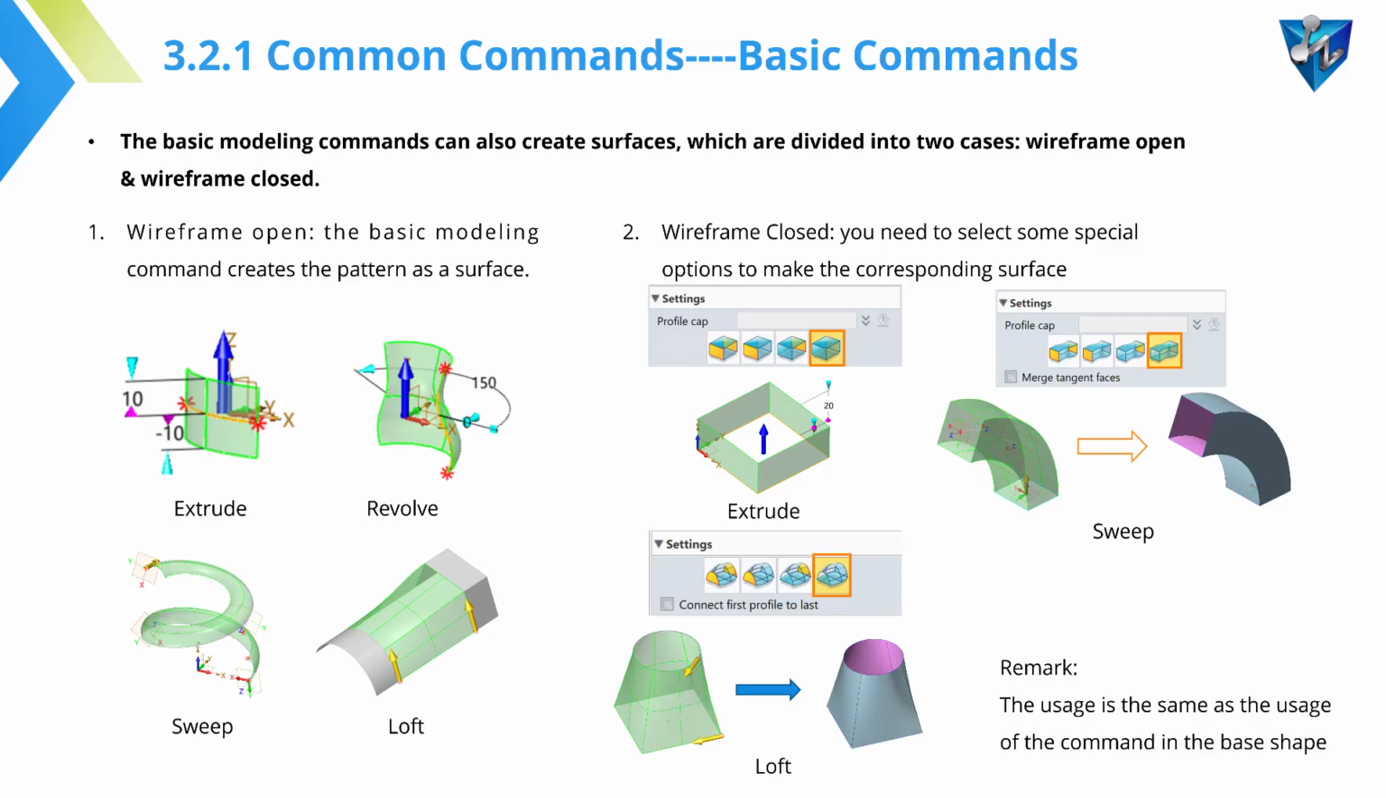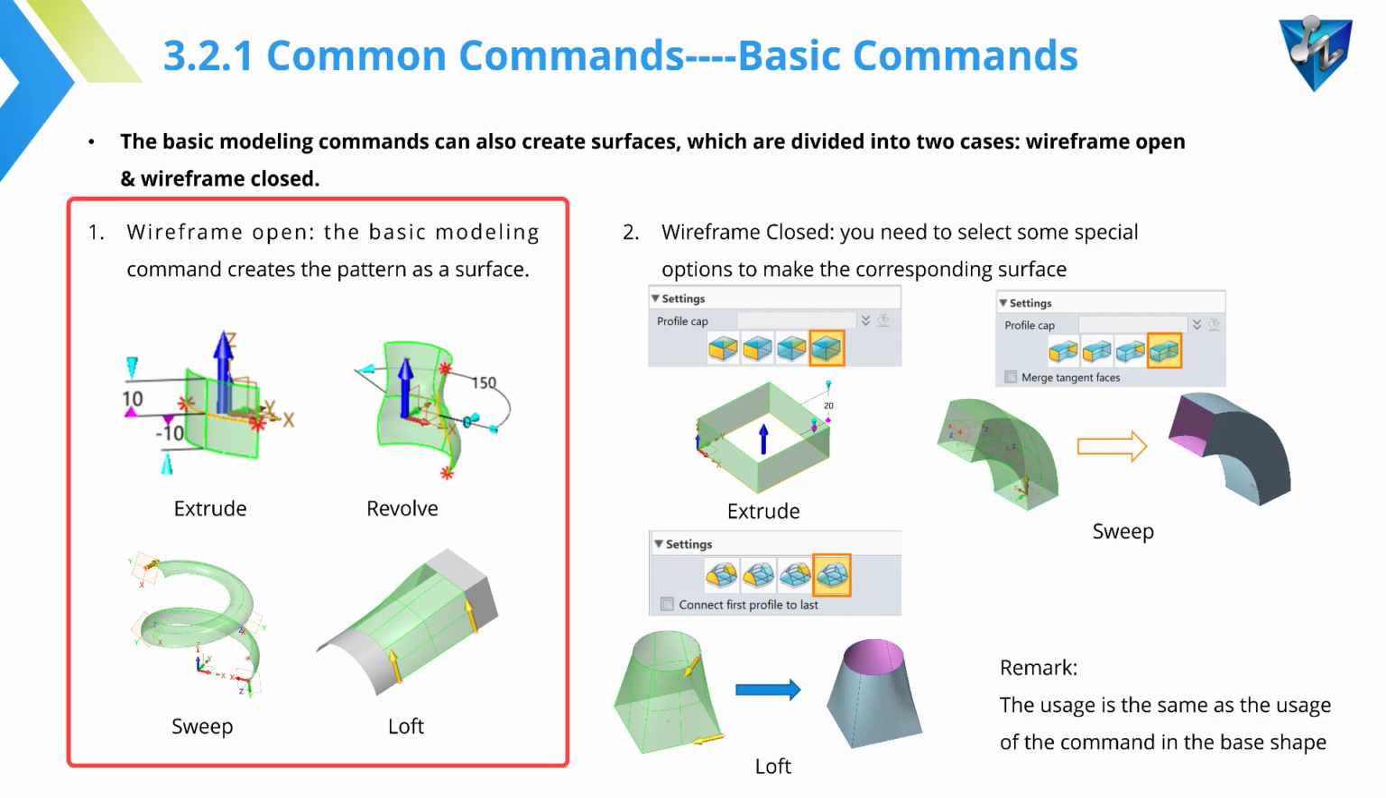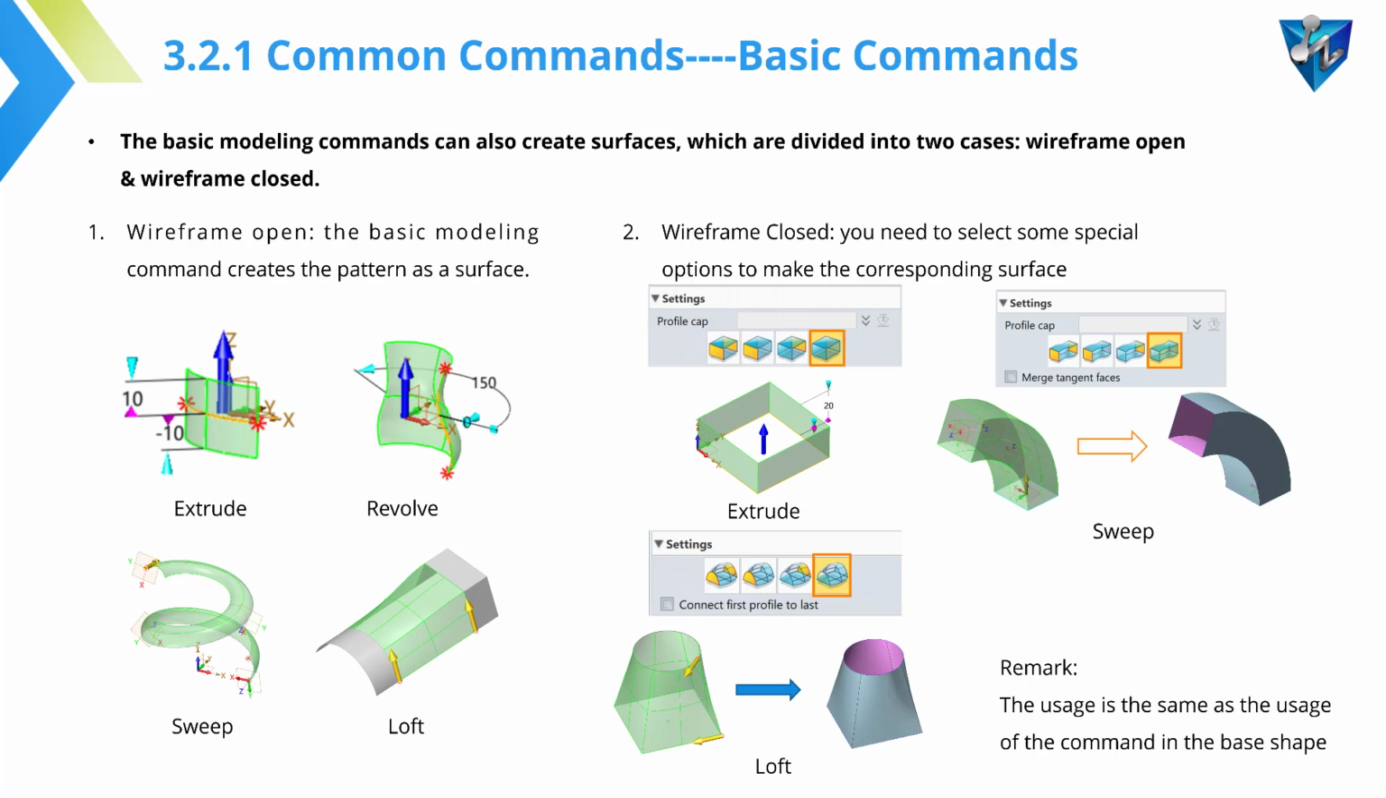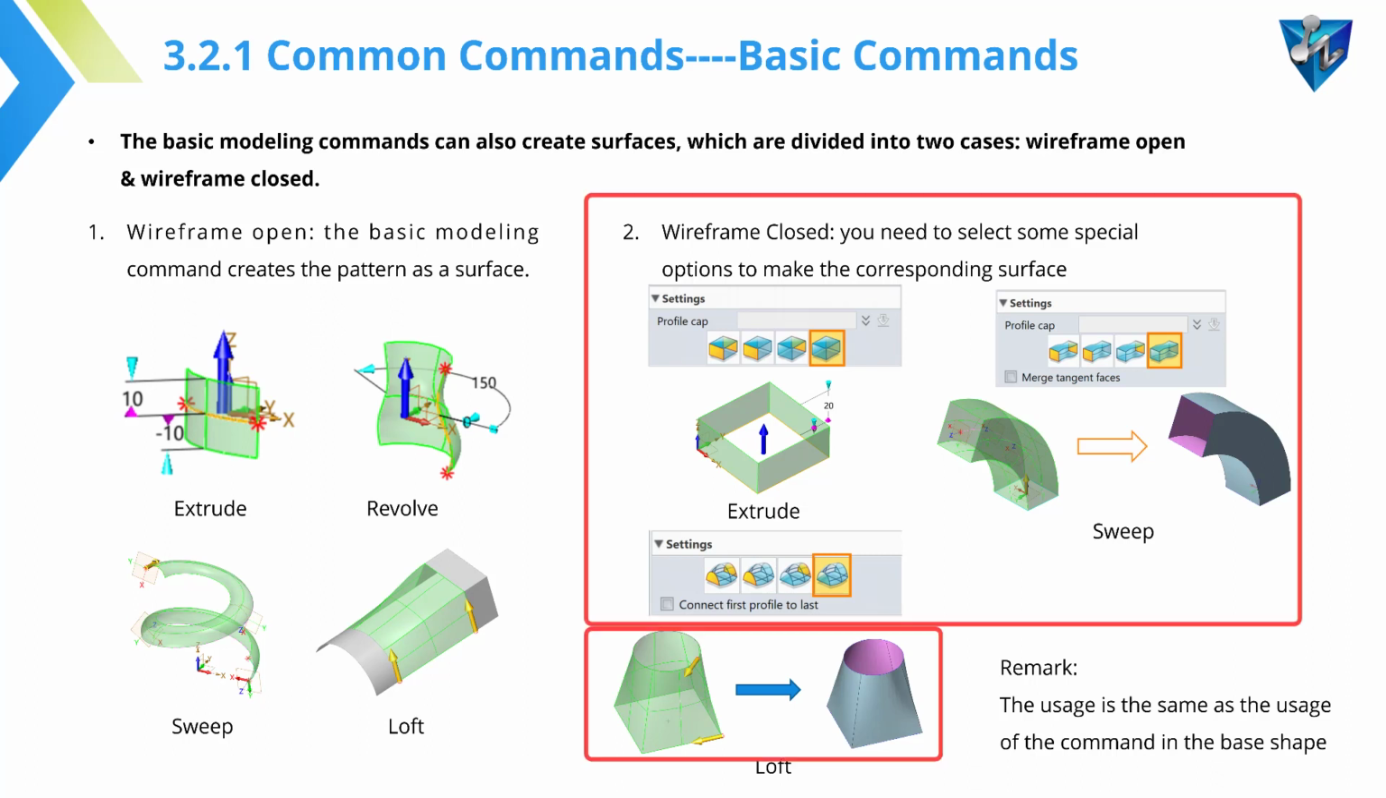After introducing the surface, next, I start introducing the commands which can create surfaces. The basic modeling commands can also create surfaces. It divides into two cases: wireframe open and wireframe closed. The first type is wireframe open. In this case, we can use the basic modeling command to create the pattern as a surface directly.